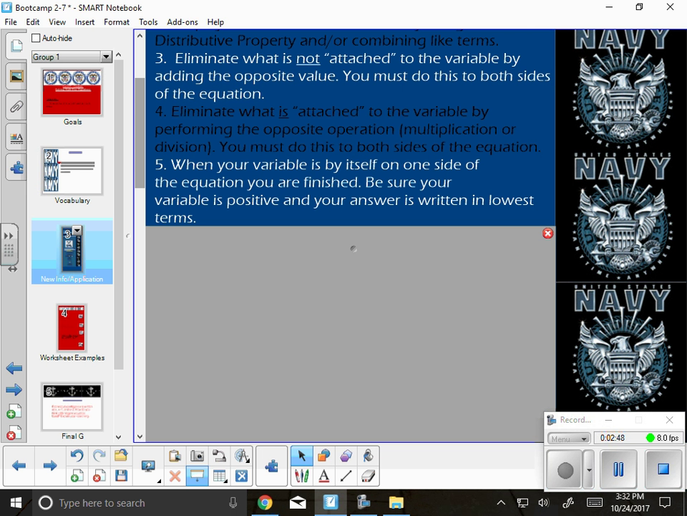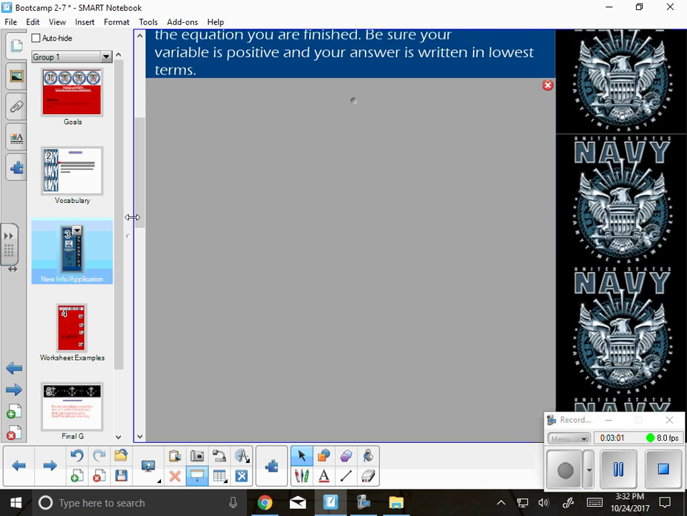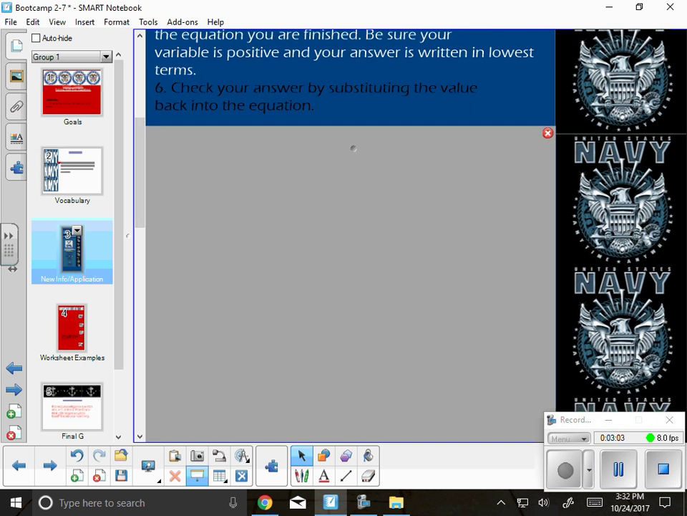Step 5: once your variable is by itself on one side of the equation, you are complete. Make sure that your variable is positive and your answer is written in the lowest possible terms. Now step 6: check your answer by substituting the value back into your equation.